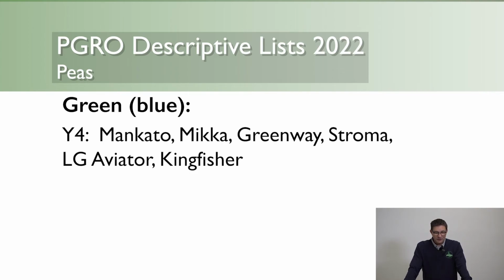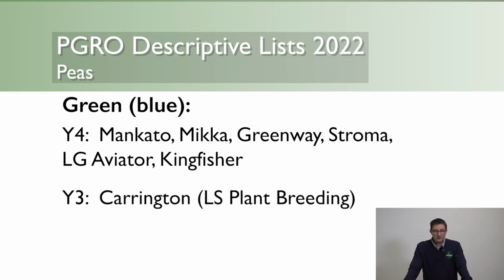Mankato is a bit of an oddity in the year 4 category. It's been on the list since 2016, but it did miss a year within the trialling system, hence it has the year 4 status, and similarly Kingfisher as well. But also in year 4 is Mika, Greenway, Stroma and LG Aviator. Joining the list for 2022 is the new variety Carrington from LS Plant Breeding.